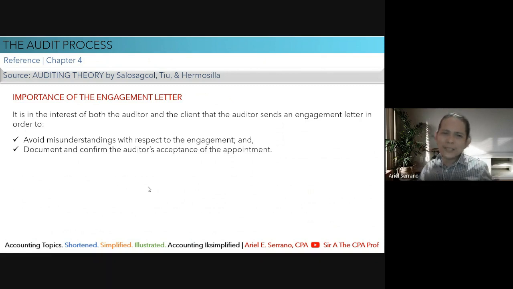Balik lang tayo sa audit, no? Para maiwasan yung misunderstanding sa auditor at saka sa client, dapat nakalista doon sa kontrata. Okay? Yung mga agreements as to the audit, as to that engagement, and to document and confirm the auditor's acceptance of the appointment. So parang it also formalizes the acceptance by the auditor of the engagement, of the appointment by the client na sila nga ang auditor na hinire for that matter.